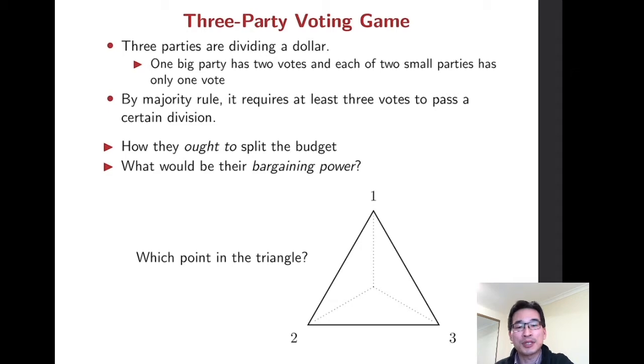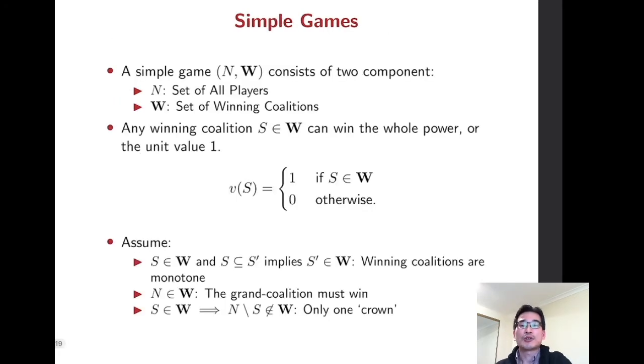Each point in this triangle, the efficient and individually rational area, represents a certain bargaining power. So this point means player one has all the bargaining power, and this point means player two has all the bargaining power, and so on. This situation can be described as a simple game.